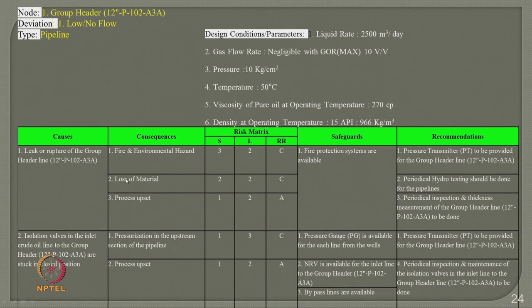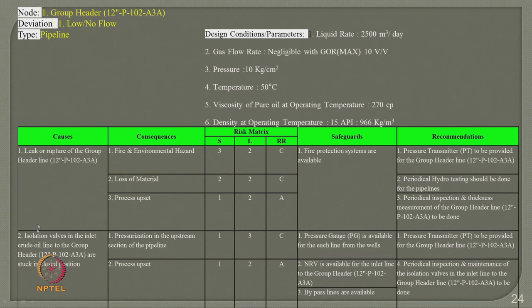Similarly, for the loss of material, severity can be 2, likelihood can be 2, and it also falls in risk ranking C. On the other hand, if you have a process upset, the severity of this can be 1 and the likelihood can be 2, which falls in an acceptable level of A, therefore there is no additional safeguard recommended for this. Based on the severity level and the risk ranking, you can also give recommendations like periodic inspection of the plant, thickness measurement of the header line, and periodical hydro testing to check whether there is any leak in the plant or in the pipeline, etc.